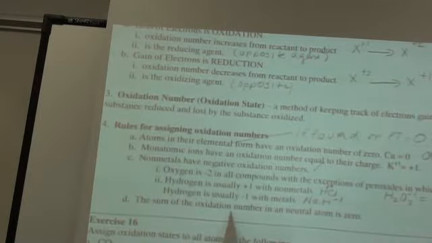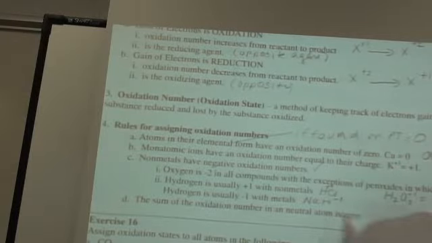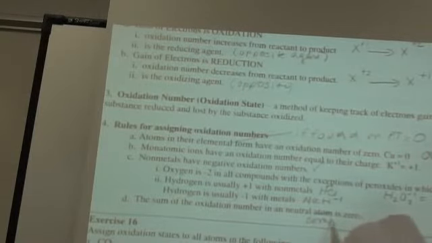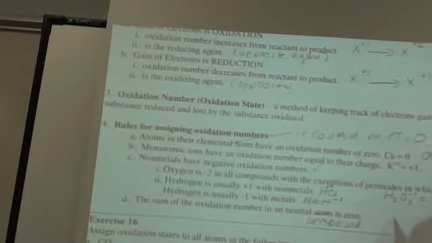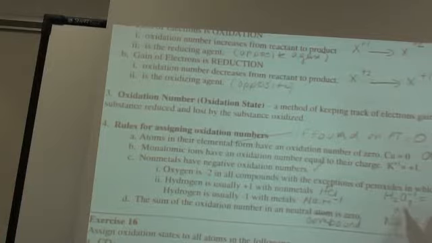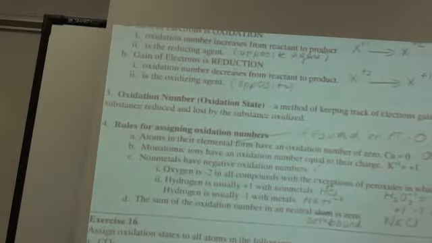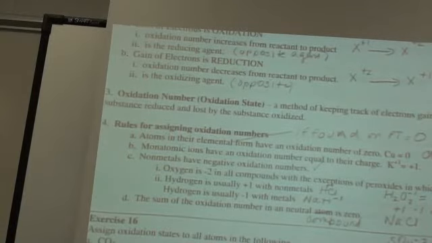The sum of all oxidation numbers in any neutral compound is 0. Here is a neutral compound. If you took the oxidation numbers and added them up, it would equal 0. Likewise, if you had a polyatomic ion that has a charge, this is telling you that when you add up the oxidation numbers, it would equal -2. So far, so good?